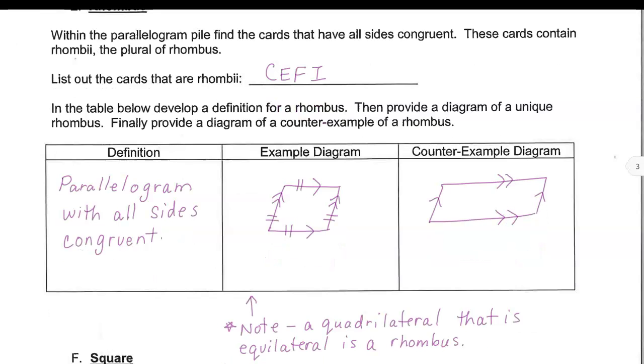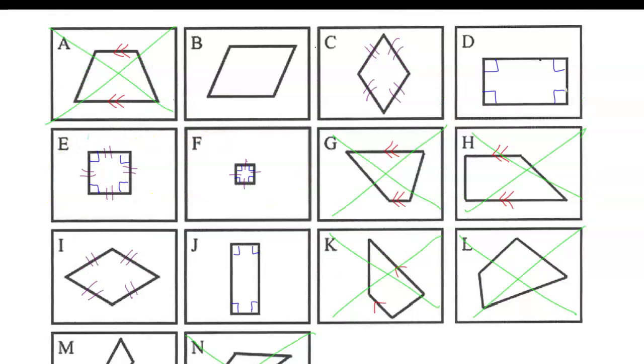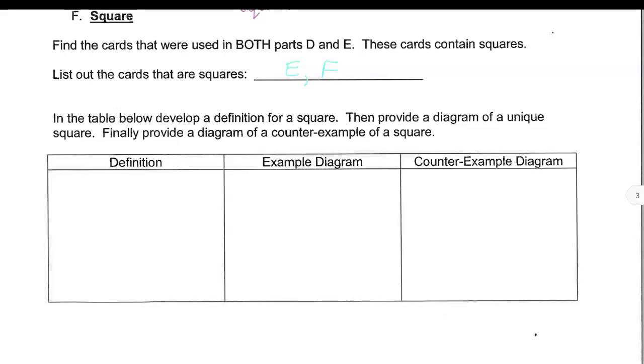Next, we're going to find the cards that have the qualities of both a rectangle and a rhombus. So go back to the page of cards. Which of these cards have a parallelogram that is marked as a rectangle, so it has right angles, and it is marked as a rhombus, so it is equilateral? Do you see the two cards? It would be card E and card F. By definition, a square is both a rectangle and a rhombus.